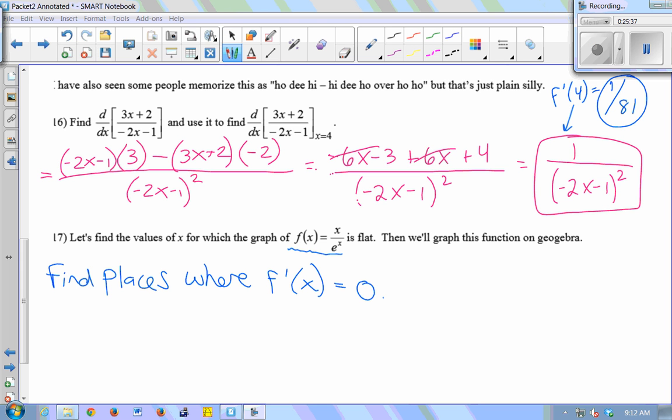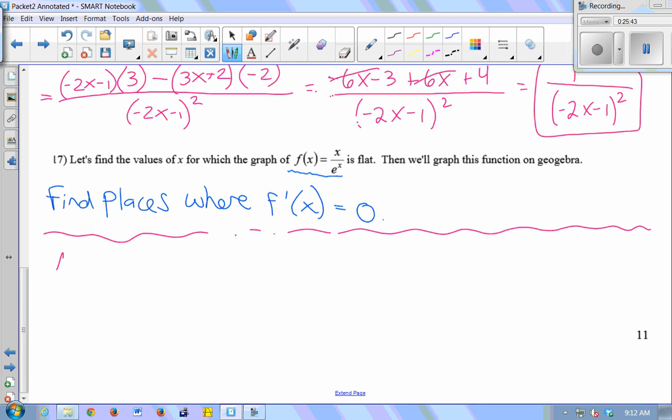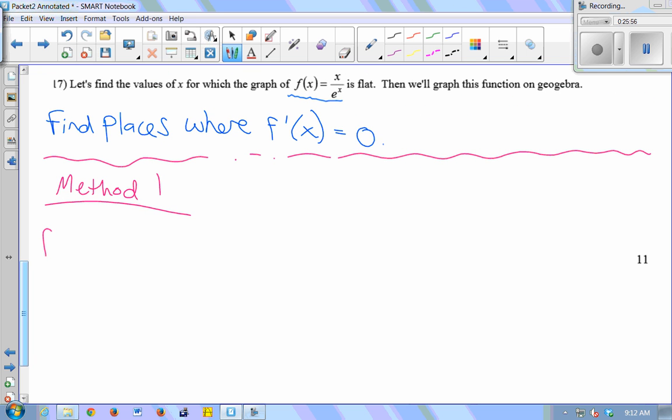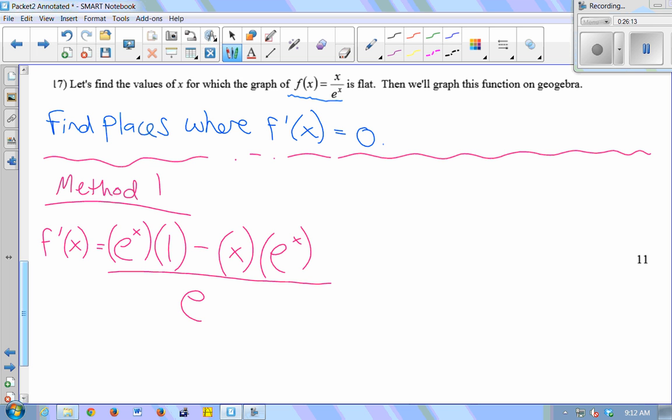All right, we've got two ways to find the derivative of f. Method 1, we'll use the quotient rule. That's the most common one I saw. All right, so f prime is going to be denominator, which is e to the x, times the derivative of the numerator, which is 1, minus the numerator, which is x, times the derivative of the denominator, which is e to the x, all over the denominator squared, which is e to the 2x. One way of finding f prime.